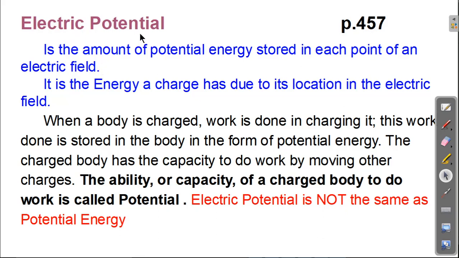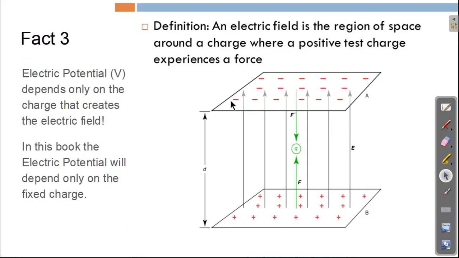Electric potential, the definition in your book says, is the amount of potential energy stored in each point of an electric field. So if you go back to the previous picture, here in the electric field, at each position in the electric field, that particle has a different potential. And there's going to be a lot of words that sound very similar. Potential energy, depending on the position in the electrical field. Okay, so that's what it means.